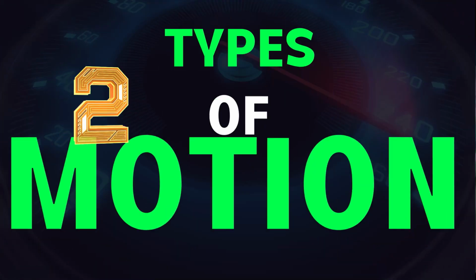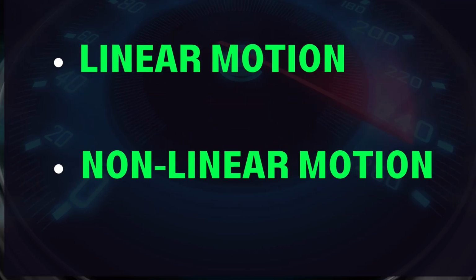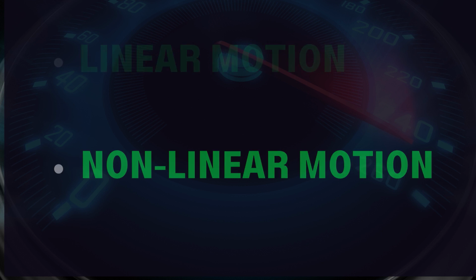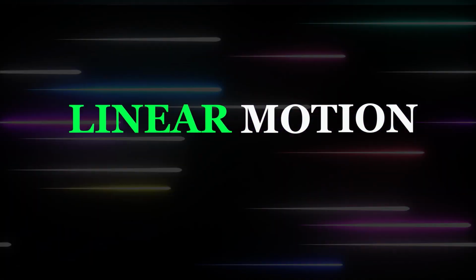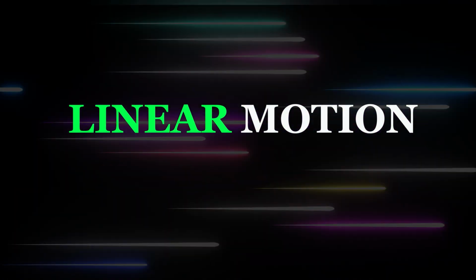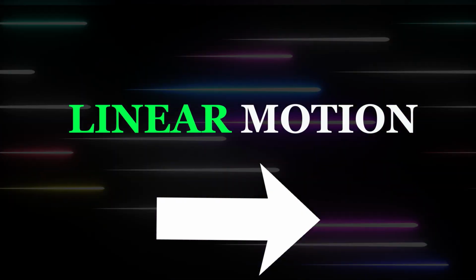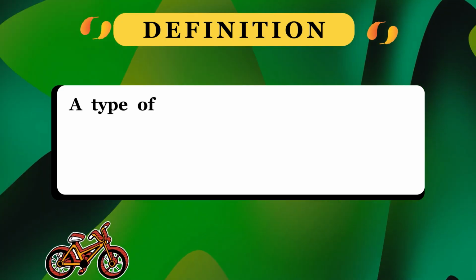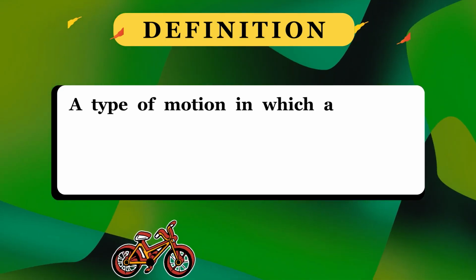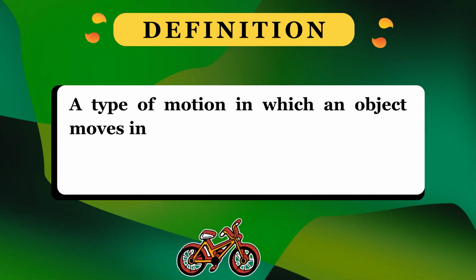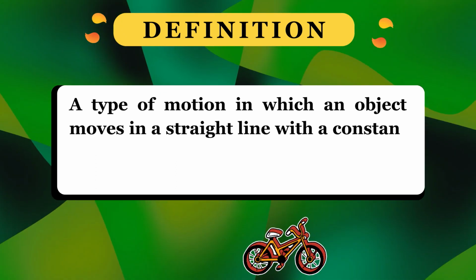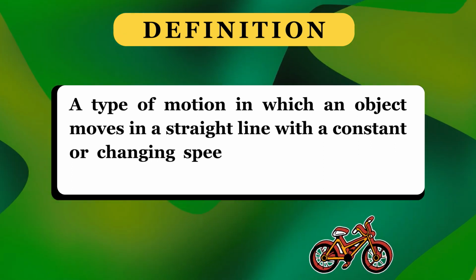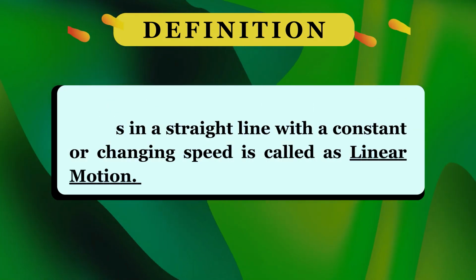There are two main types of motion: linear motion and non-linear motion. First, let's talk about linear motion. This is when something moves in a straight line. Linear motion is also known as rectilinear motion. The definition of linear motion is: a type of motion in which an object moves in a straight line with a constant or changing speed is called linear motion.